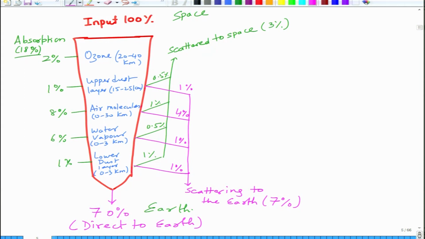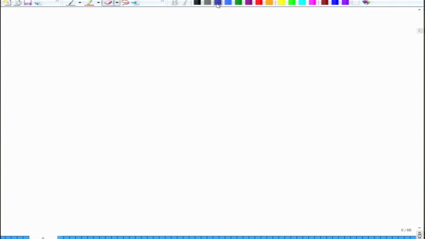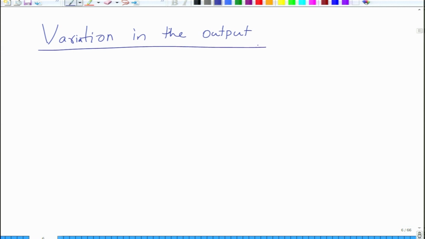So, if you look at, for instance, the variation of solar radiation, the variation in the output, so this is for a given location.